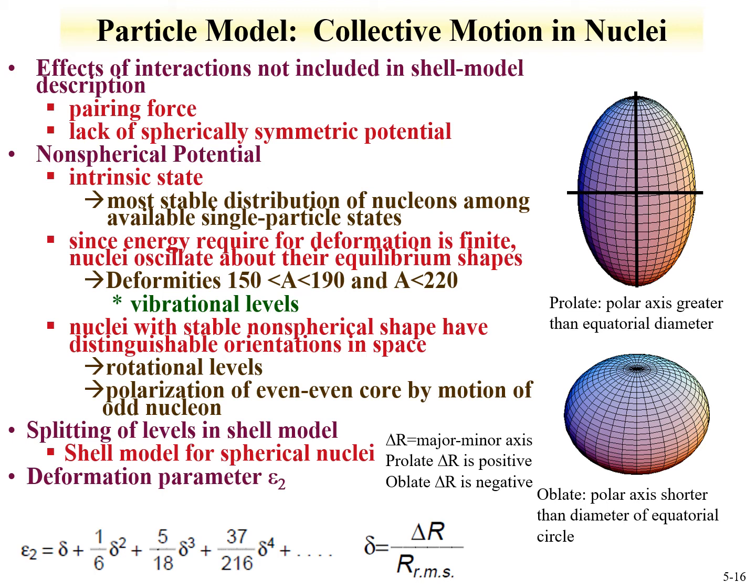We can use that to define the deformation parameter. There's a term shown here, an expansion of this delta term. And the delta term is nothing more than the difference between the axes divided by the root mean square of the axes. So there's a way of evaluating the deformation parameter in terms of the nuclear shapes.